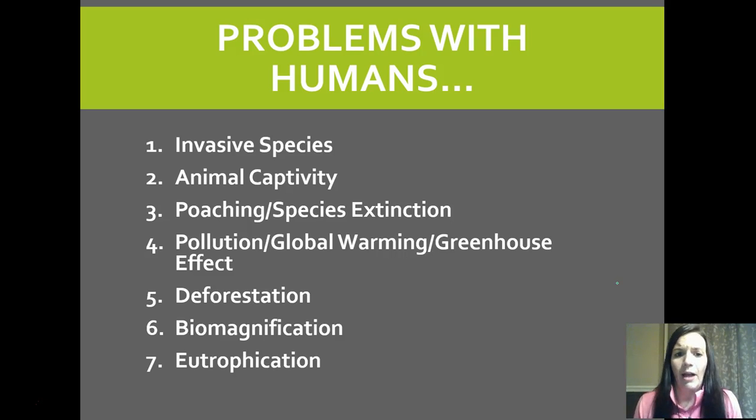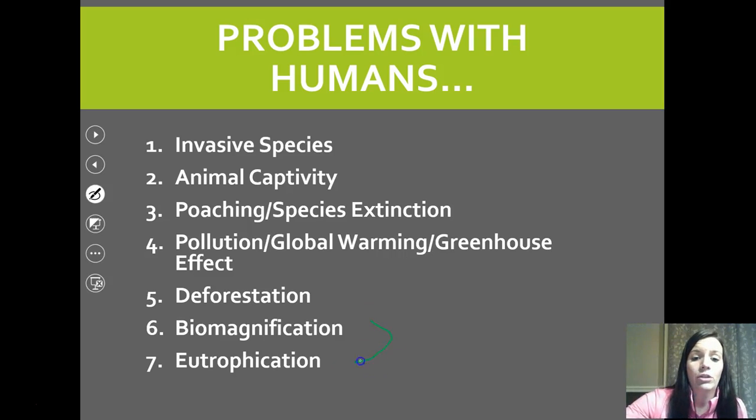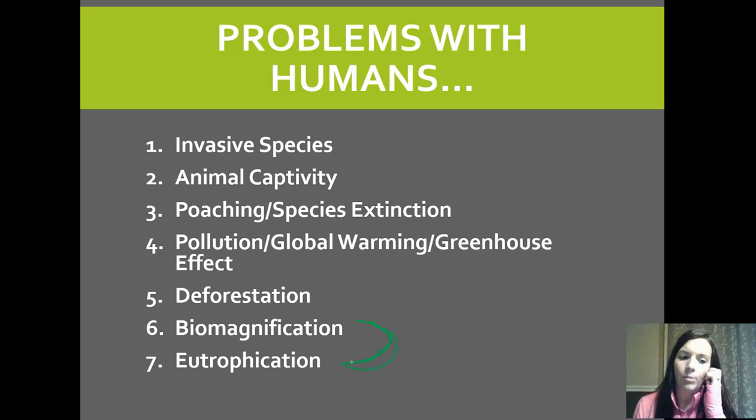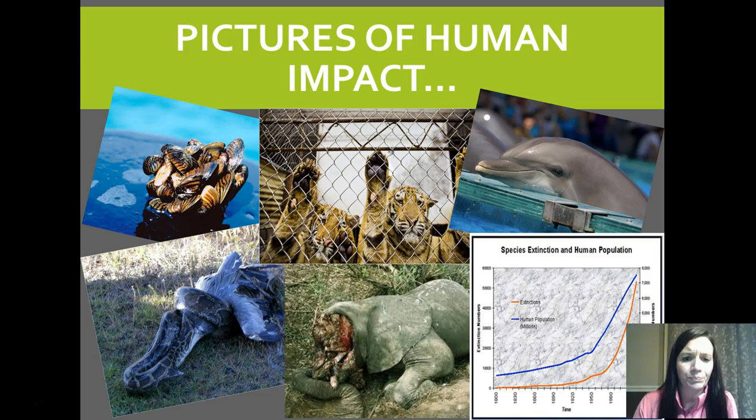There are some other issues we have with humans. There are things like invasive species, animal captivity, poaching, and species extinction. Of course, the one everyone knows about: pollution, global warming, the greenhouse effect, all kind of lumped together, deforestation, biomagnification, and eutrophication. These are two things that we're going to talk about in a little more detail as well. So here are just some examples.